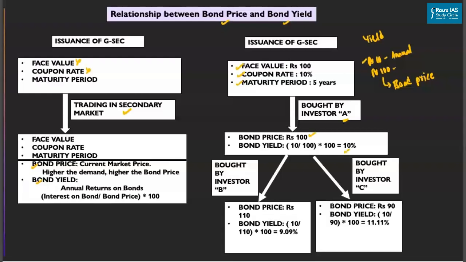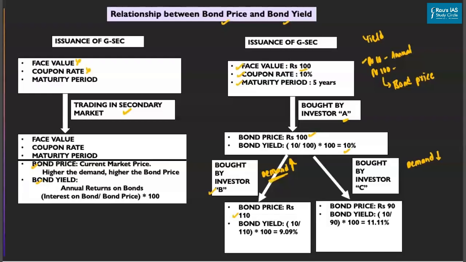Now let's say there is an investor B. This investor B is willing to purchase this government security from me at rupees 110. The face value of this government security is 100, but this investor is willing to purchase this bond at rupees 10 more, that is at 110. Why is that? This is because the demand for the government securities may have increased. So, because there is a higher demand, investor B is willing to purchase this government security at a higher price at rupees 110.